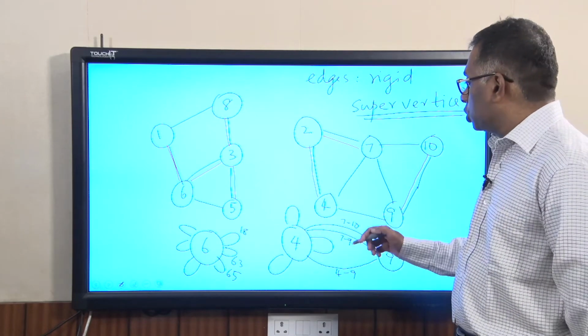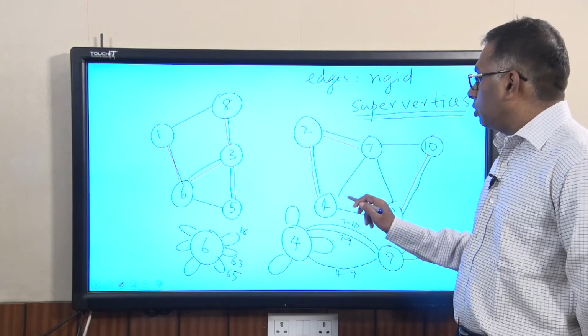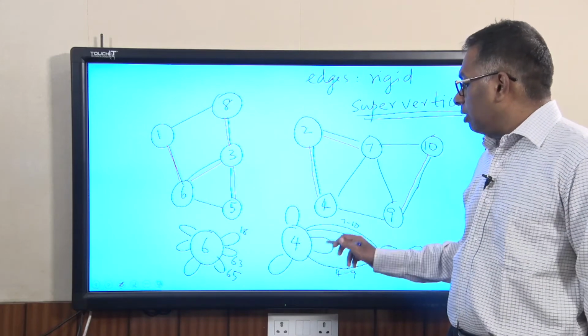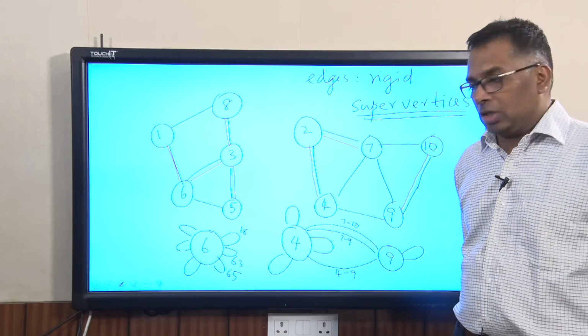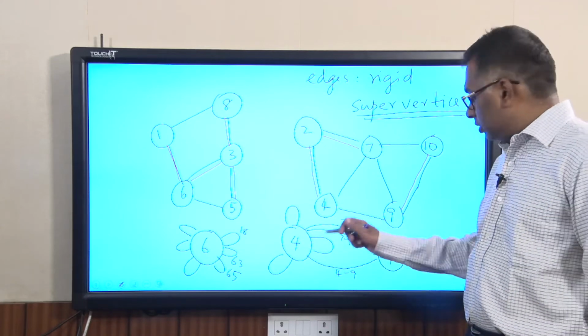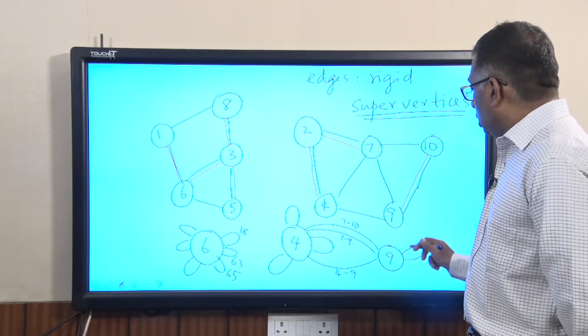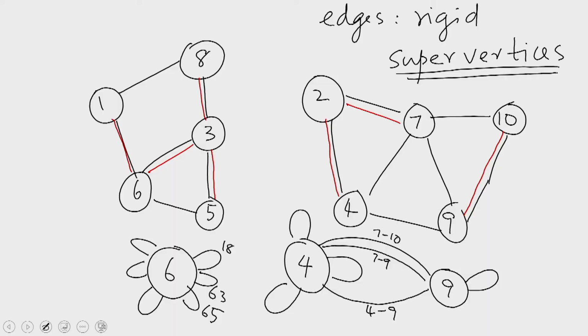And then there are self loops too, that is edges 2 to 7, 7 to 4 and 4 to 2 are self loops at vertex 4. These are edges from 4 to itself, and the edge from 9 to 10 has become a self loop at vertex 9. So this is the graph we have obtained. Now we can clean up this graph by removing all the self loops.